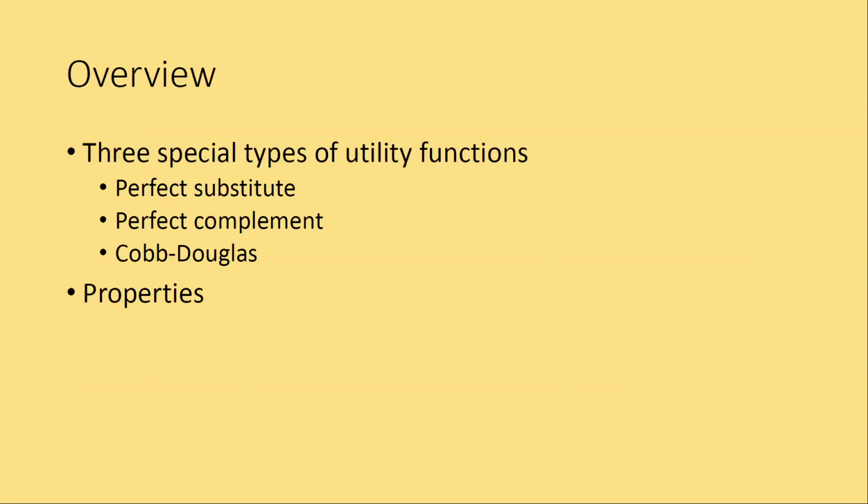The utility function u equals the square root of x times y is a special case of Cobb-Douglas utility functions. And lastly, we will discuss some of the properties of those three special types of utility functions.